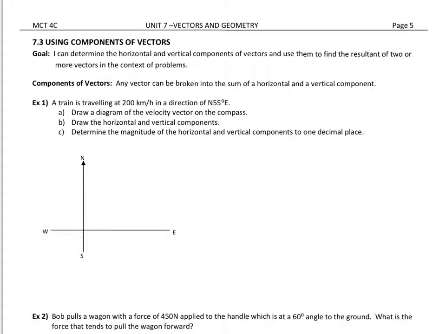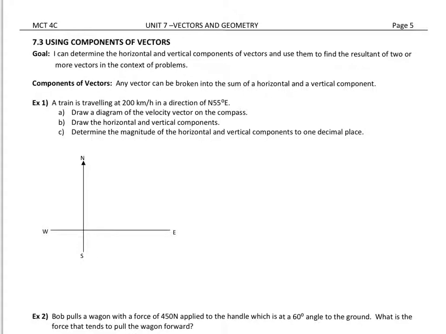So the components of vectors just means that any vector can be broken into the sum of a horizontal and a vertical component. And by broken into, I mean written as the sum of a horizontal and vertical component here. So we'll teach by example here.